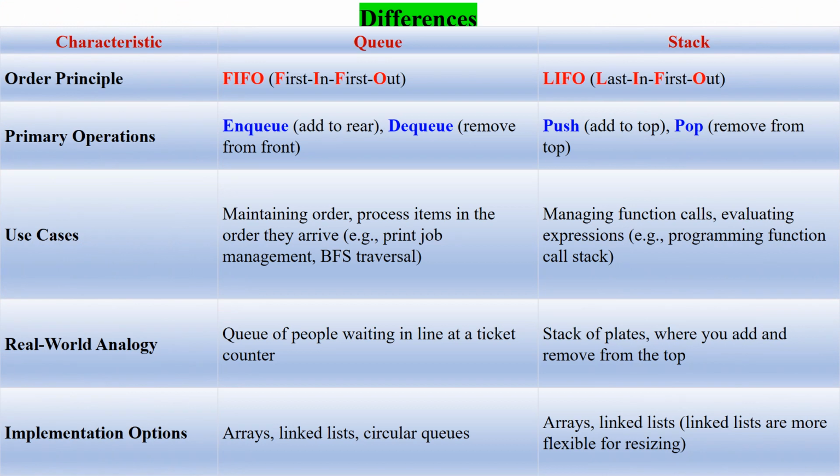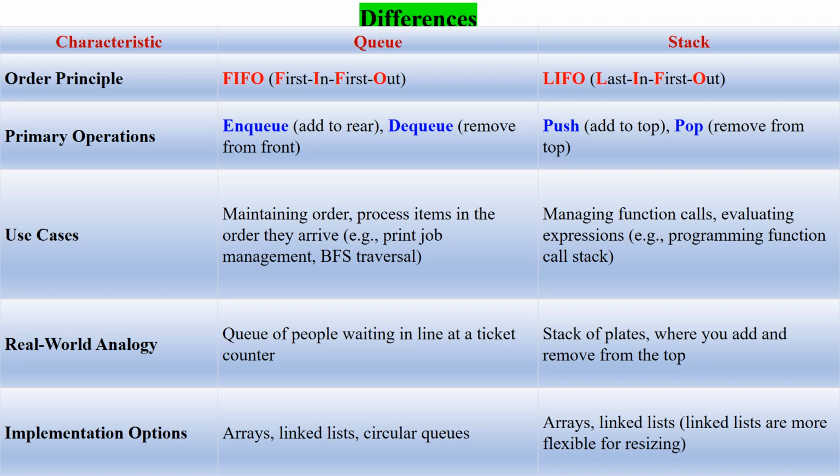Let's see the differences between queue and stack. Queue follows first in first out, FIFO, principle, whereas stack follows last in first out, LIFO. In queue, the primary operations are enqueue, add to rear, and dequeue, remove from front. In stack, the primary operations are push, which means add to top, and pop, which means remove from top.